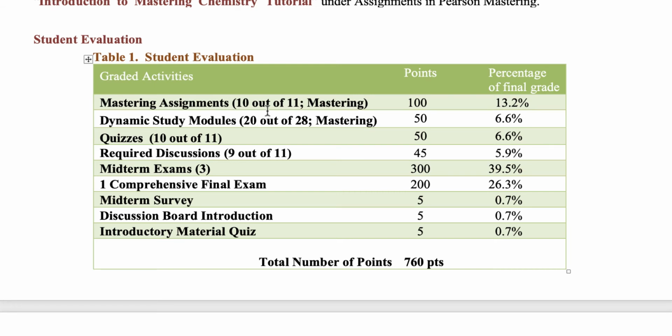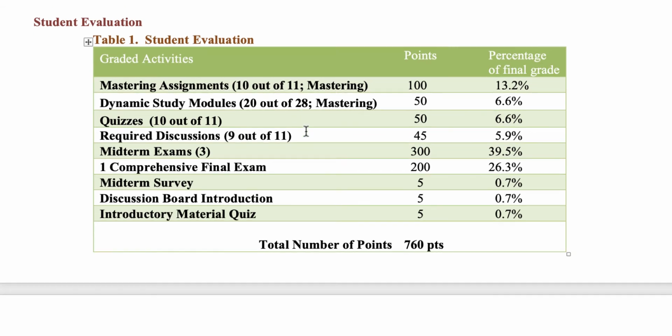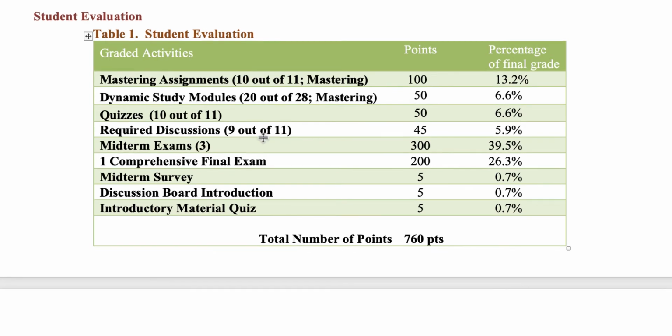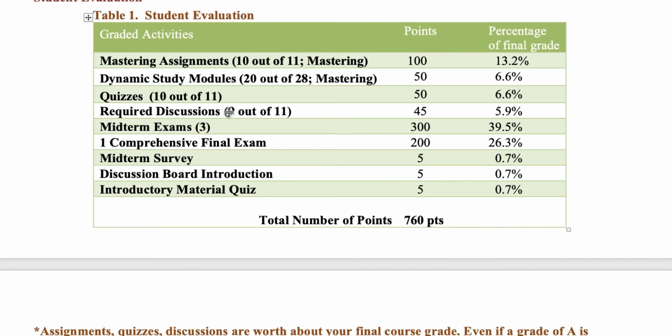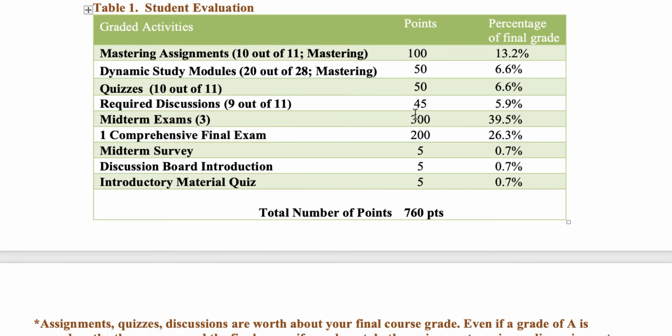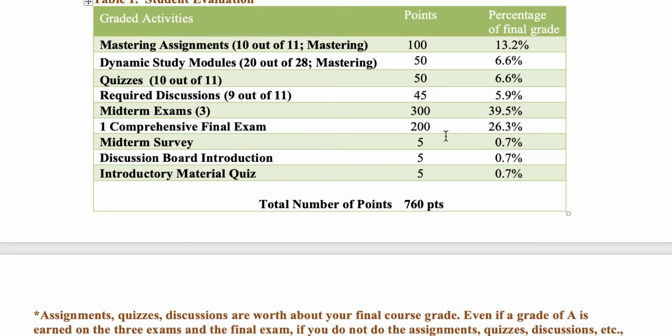Mastering assignments are the required homework assignments for each module, and you're graded on 10 out of 11. Quizzes, you're graded on 10 out of 11 quizzes. The quizzes will be found in Blackboard in the module folders. Required discussions, again, you'll do 9 out of 11 of those. There are 3 midterm exams, each one worth 100 points. There's a comprehensive final exam worth 200 points.